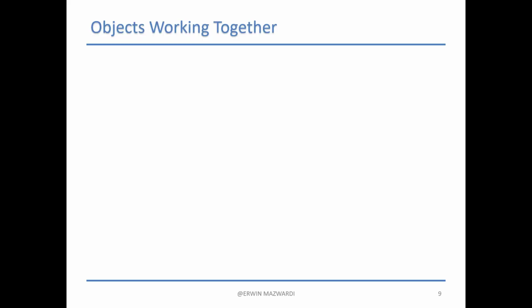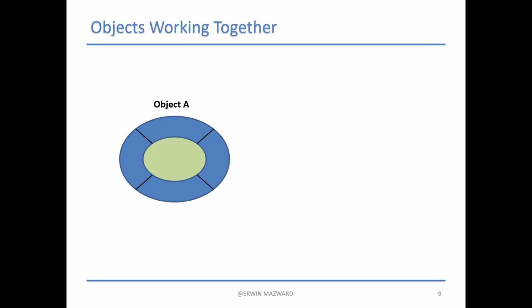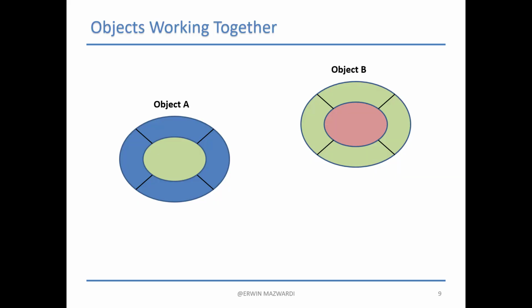In object-oriented programming, achieving a specific goal or system behavior requires collaboration between objects. Here we have object A and object B. Alone they don't do much, just sitting there quietly. But once object A can access object B through its interface and vice versa, they start working together. This interaction alone is already a form of behavior.